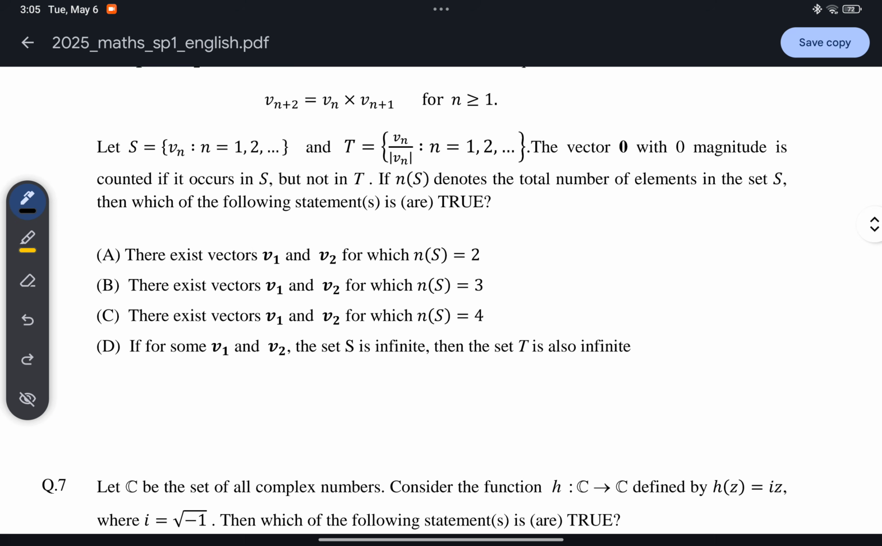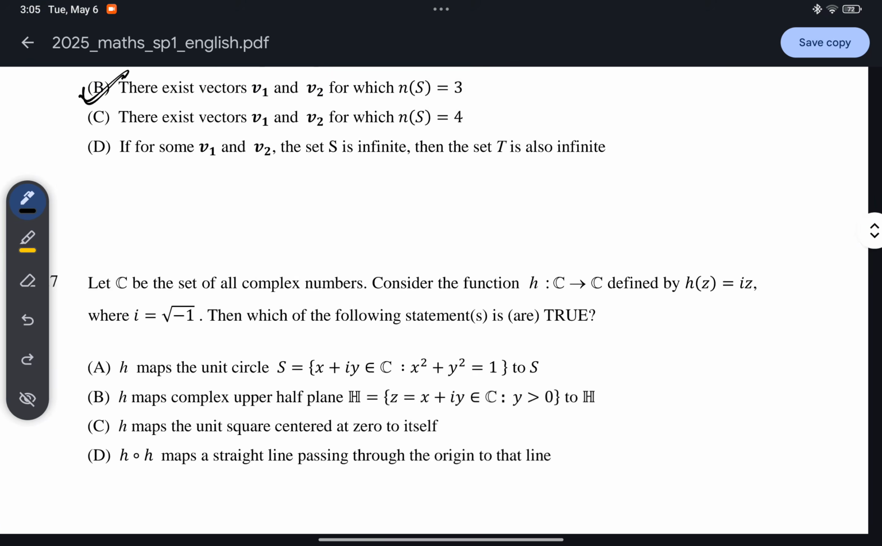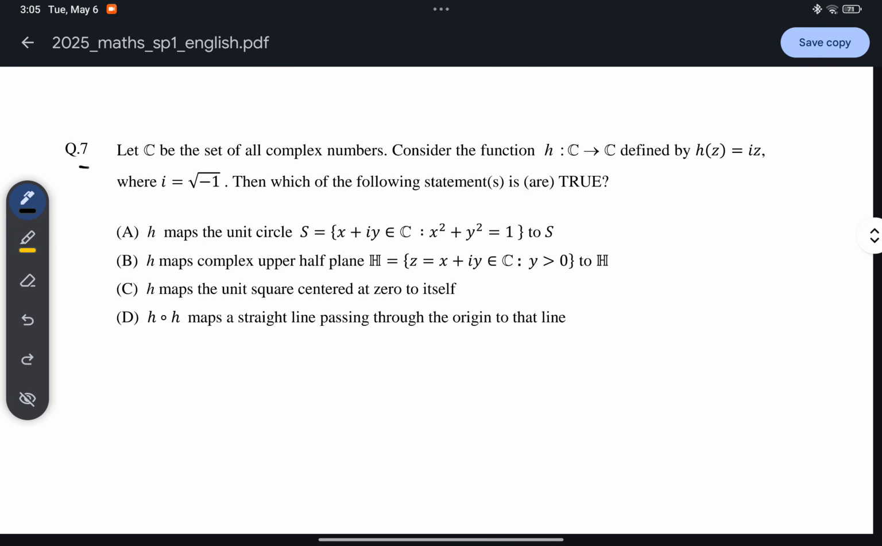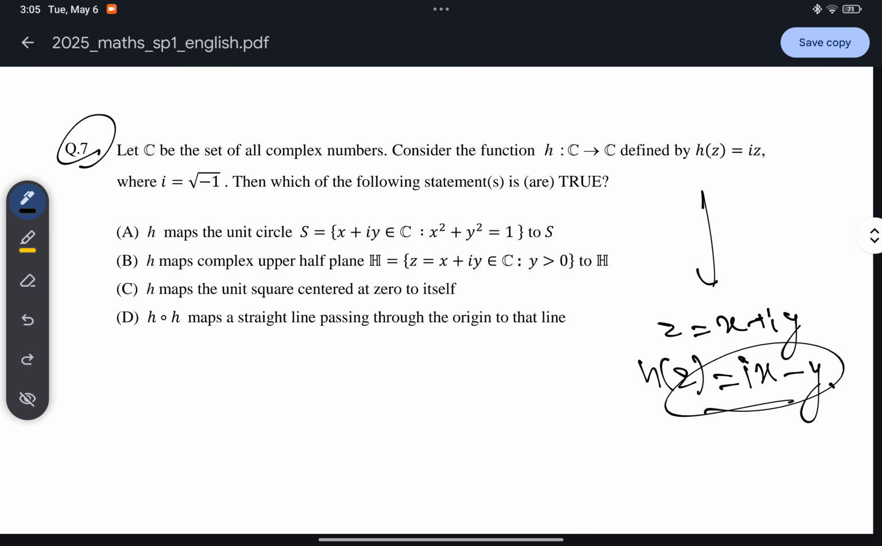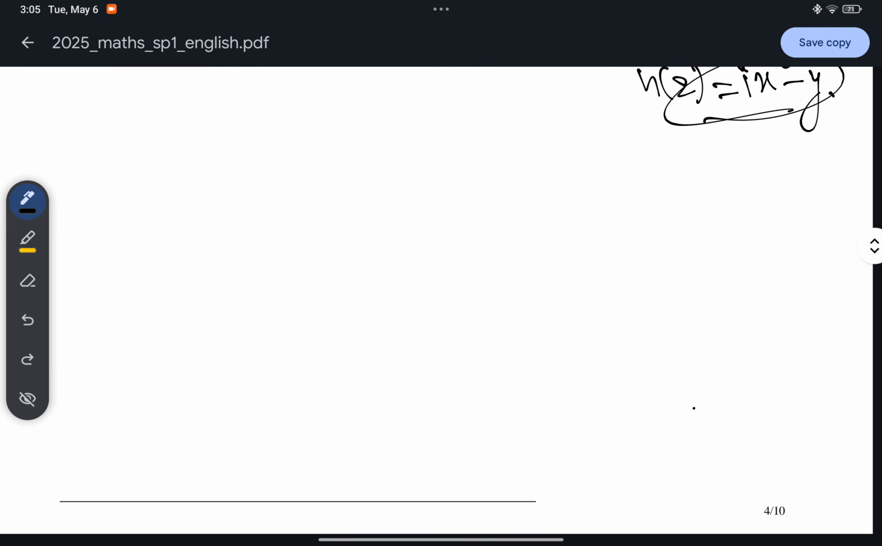For this one, you just need to assume a few vectors for which this can be true. I think B was 100% true. This one is very easy, way too easy. I think this was a mains level question. Just put z is equal to x plus iota y, and h of z would just be iota x minus y, and just compare the options. It's just about mapping of functions, right?